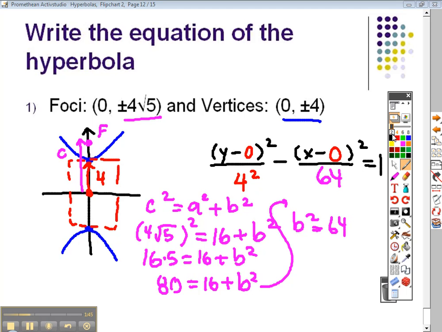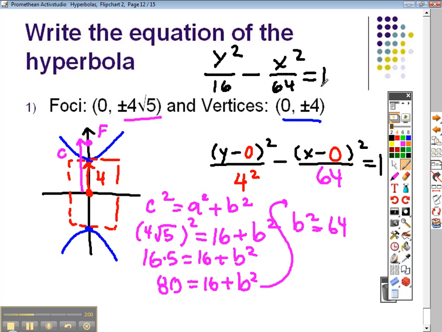So the final answer in most simplified form is y squared over 16 minus x squared over 64 is equal to 1.